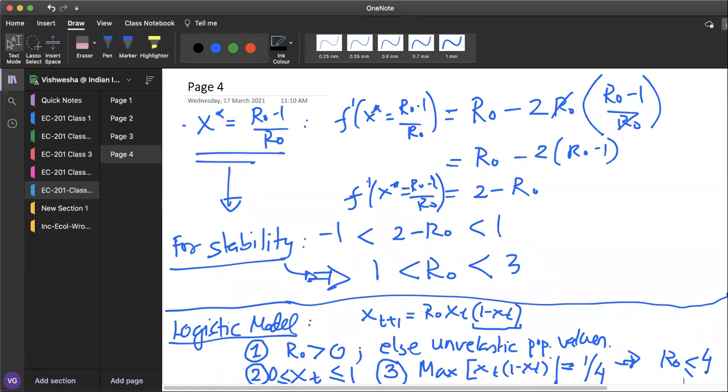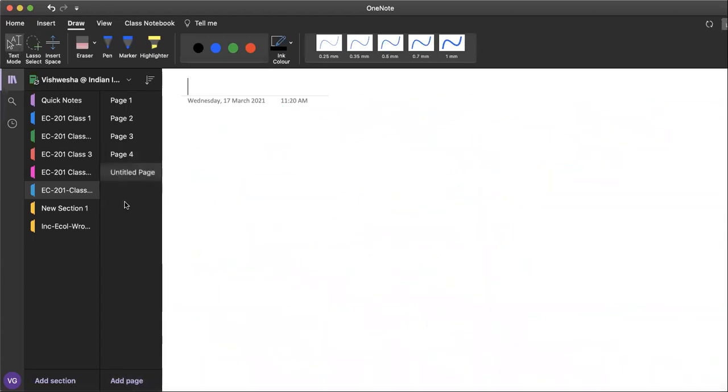Any quick questions on this? Not necessarily the algebra, but broader points. Okay, if not, I will now move on. So we have found the following, right? Whatever we have done is called stability analysis.